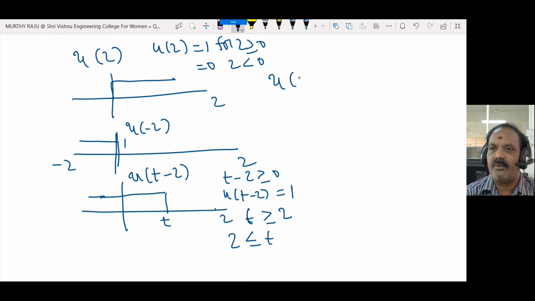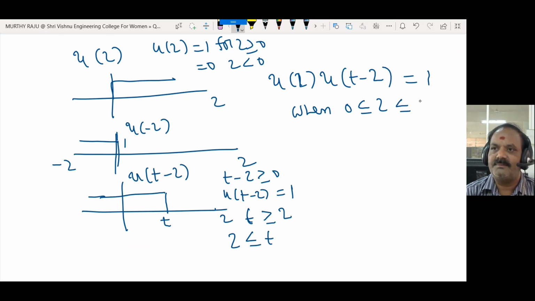Therefore, the product of u of tau and u of t minus tau is 1 when the value of tau lies in between 0 and t. Because why? Because tau is greater than or equal to 0, u of tau value is 1.